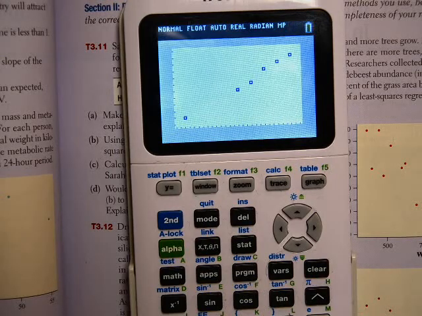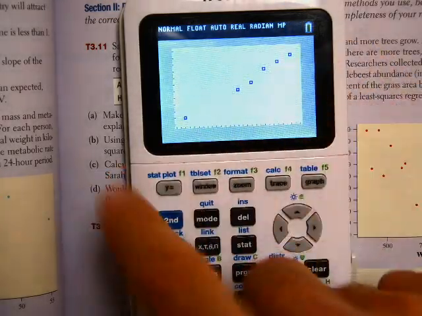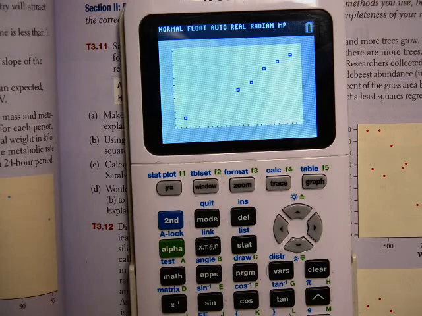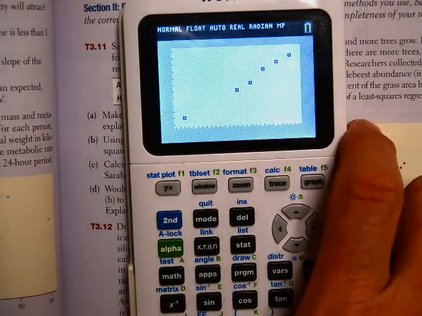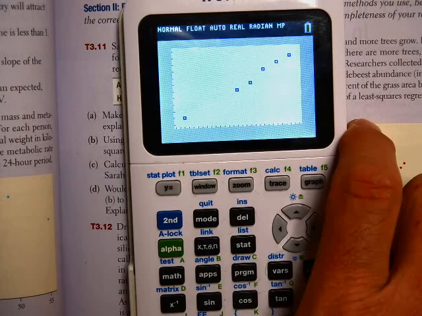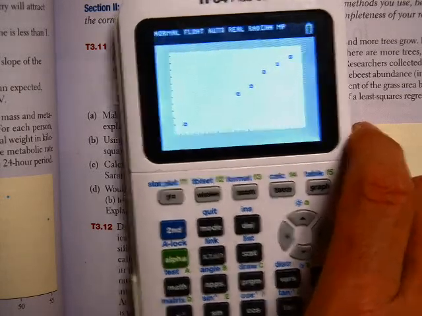And I have a pretty linear pattern there. So that's really what I'm going to say: I see what appears to be a strong linear pattern with very little variation in that pattern.